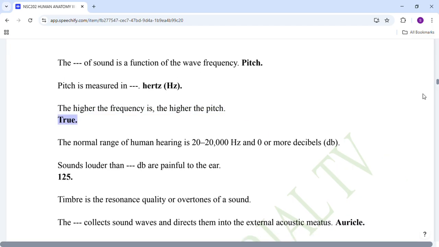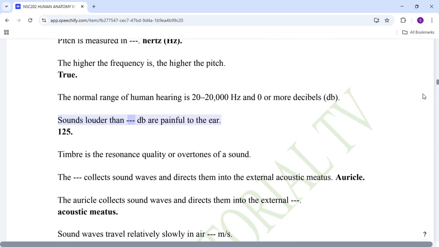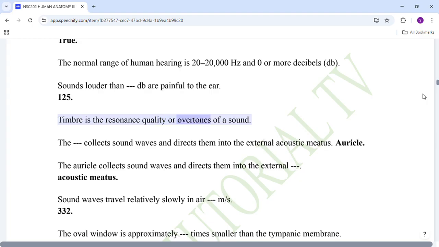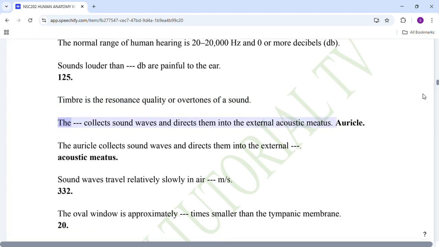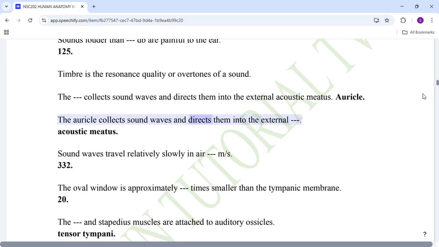The normal range of human hearing is 20 to 20,000 Hz and 0 or more decibels, dB. Sounds louder than 125 dB are painful to the ear. Timbre is the resonance quality or overtones of a sound. The auricle collects sound waves and directs them into the external acoustic meatus.